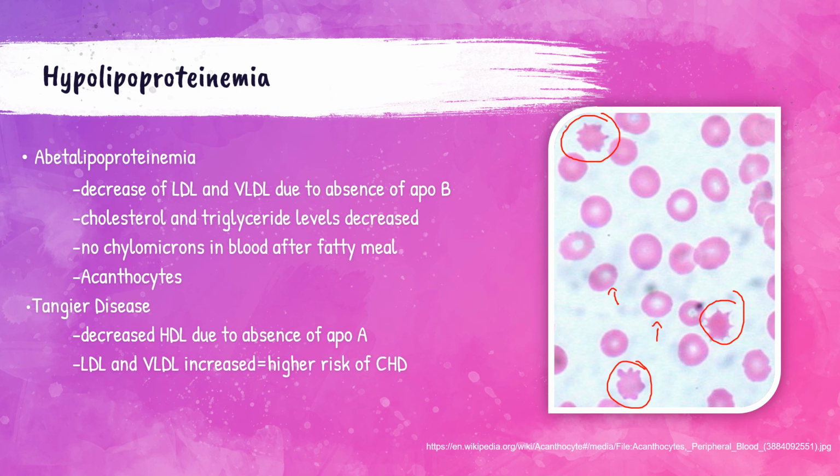Tangier's disease is a rare genetic disorder in which, due to the absence of ApoA, there is a decrease of HDL cholesterol in the bloodstream. Again, HDL cholesterol is considered the good cholesterol because it removes excess cholesterol from the bloodstream. Because patients with Tangier's disease have low levels of HDL, they have a higher risk of developing coronary artery disease.